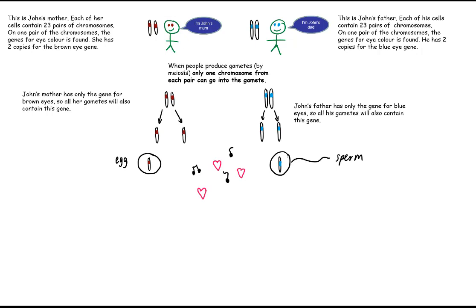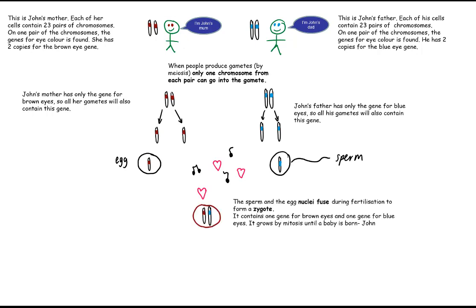Now, fertilization takes place. And the sperm and the egg nuclei fuse during fertilization and form a zygote. So this is a little zygote. It's the first cell of the new person. It contains one gene for brown eyes and one gene for blue eyes. And it will grow by mitosis until a baby is born, and that's John. And then mitosis will continually take place until he's an adult.